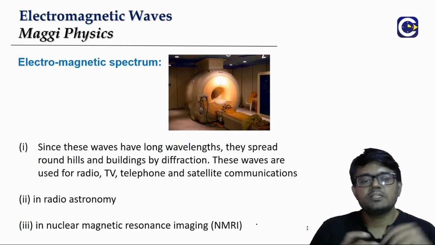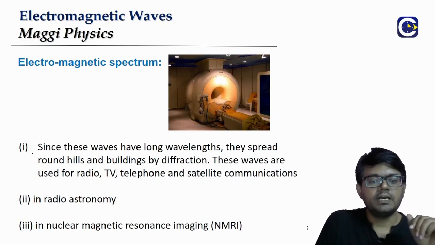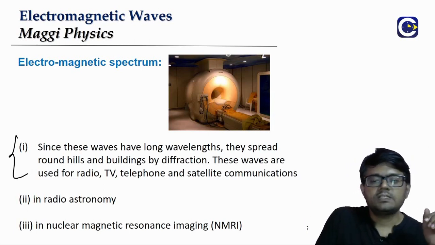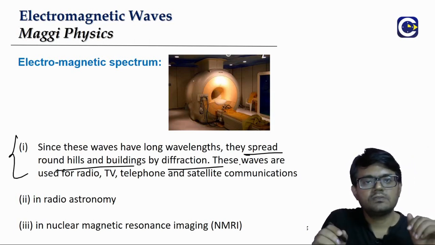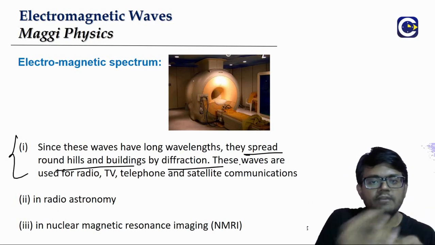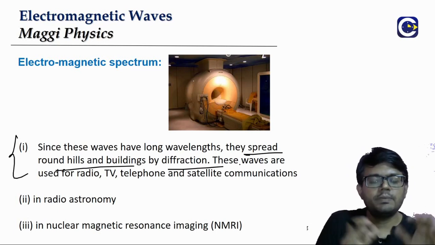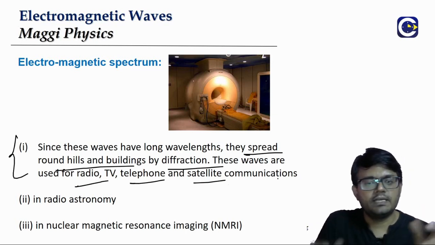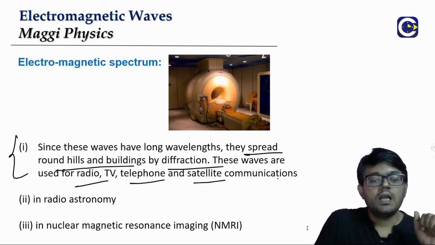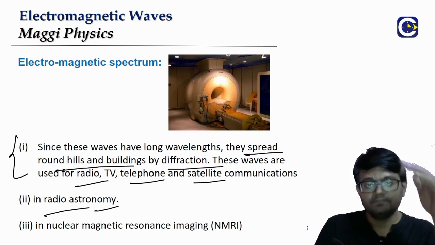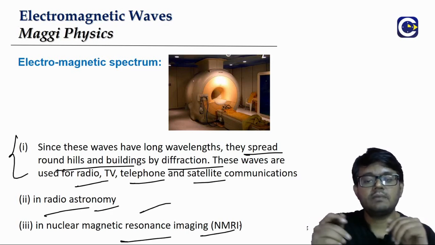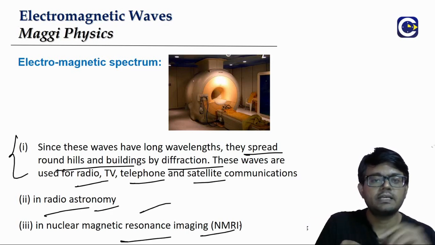Radio waves and applications: we have the communication purpose. Because the wavelength is large, they can actually spread around hills and buildings. Okay? They can move around; we call that diffraction. Because of that property, they can be used for communication. So radio, TV, telephone, satellite communication, we use radio waves. They are also used in radio astronomy. They are also used in medicinal applications, NMRI, that is nuclear magnetic resonance imaging.